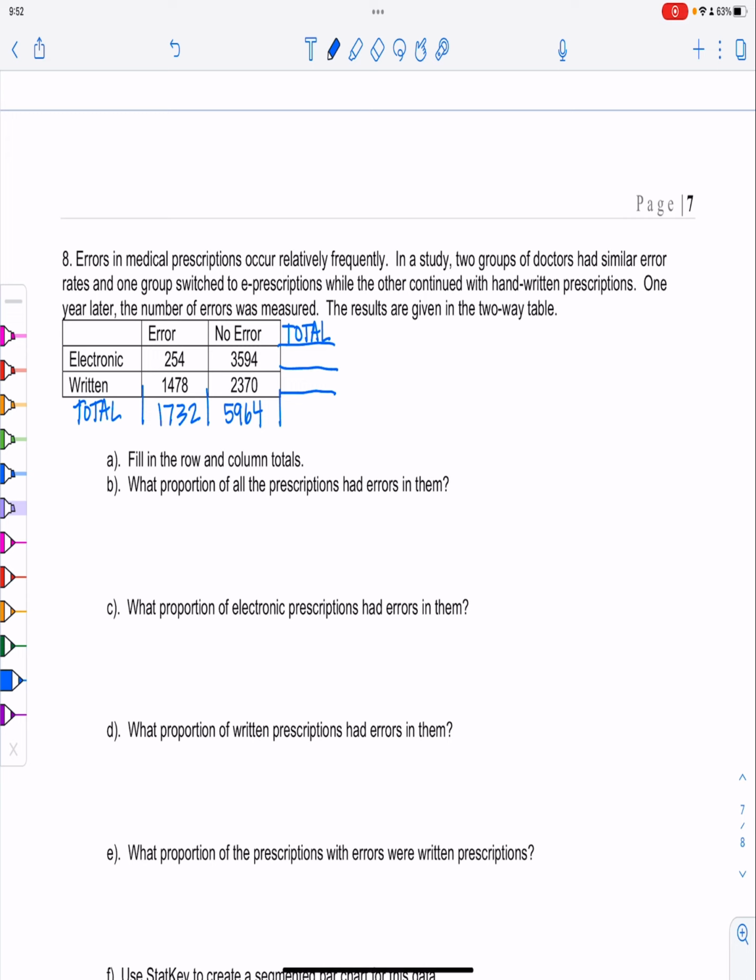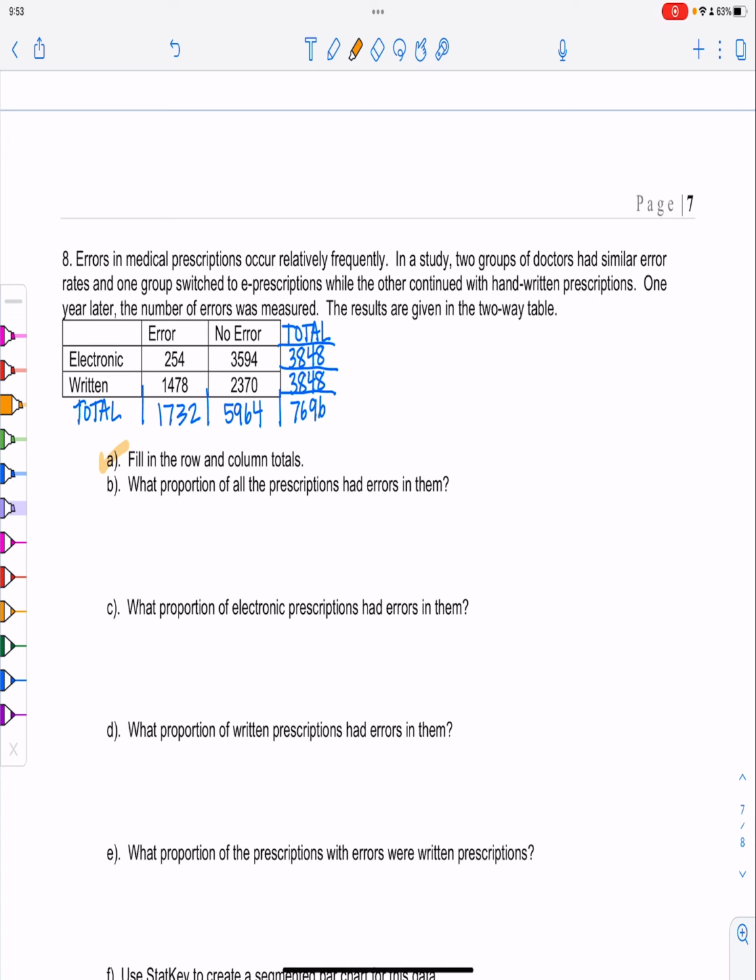Okay, now I'm going to add the rows. So 254 plus 3,594. That is 3848. And then 1478 plus 2370. That is also 3848. Okay, so if I add those two together, I get 7696. And now I'm going to add these two together and make sure I get the same things. Let me do that real quickly. And I do. If I add these two together, I get that value 7696. So we have taken care of the first question. Fill in the row and column totals.